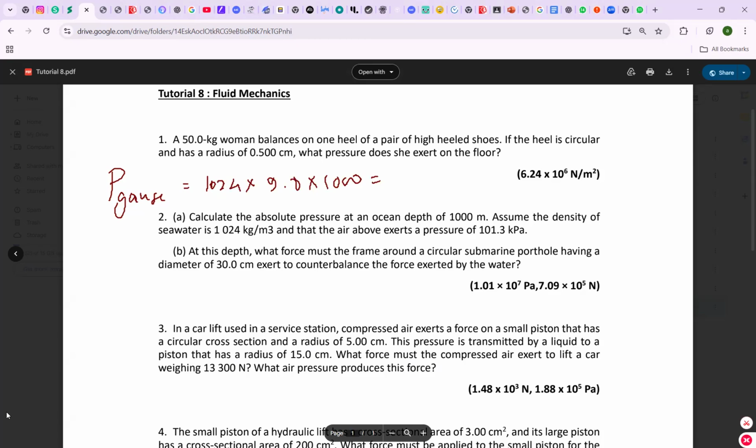Why is your answer not matching with my answer? Wait. So 1000 times 9.8 times 1024. What is your answer? 145 440. What have you taken here? 9.8 you have taken or what? 9.81. Oh, that's why. Okay, fine.